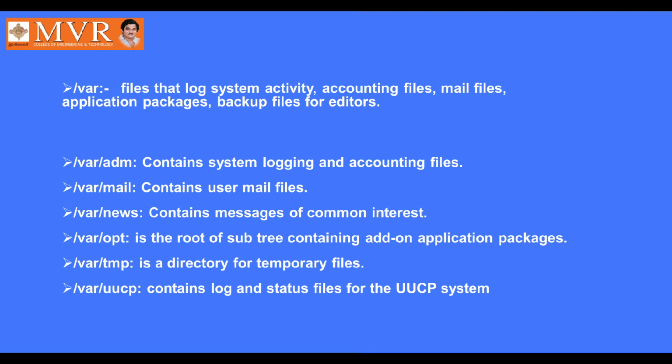Mail is used to transfer information from one terminal to another terminal, or if you want to give the same information to all the users at once, that can also be done. Those types of news will be stored in this variable news. And opt is the root subtree containing add-on application packages. So whatever information the add-on application packages have will be kept in this variable opt.